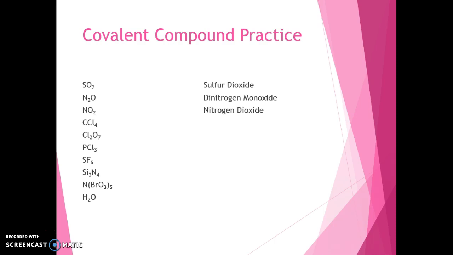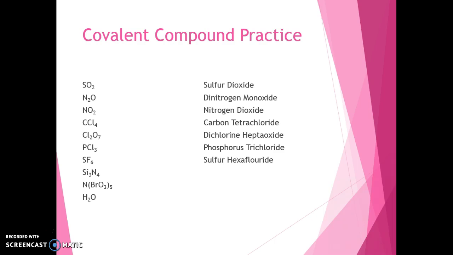Then we go to carbon and chlorine. So carbon chloride, but how many chlorine? Carbon tetrachloride, very good. Cl2O7, 2 chlorine, 7 oxygens, so 2 is di, 7 is hepta, so dichlorine heptaoxide? Yes. PCl3, notice the P is in a group before the Cl, so the P is written first. Okay, so this would be 1 phosphorus, 3 chlorines, phosphorus trichloride, very good. 1 sulfur, 6 fluorines, sulfur hexafluoride. 3 silicons, 4 nitrogens, that's trisilicon tetranitride.